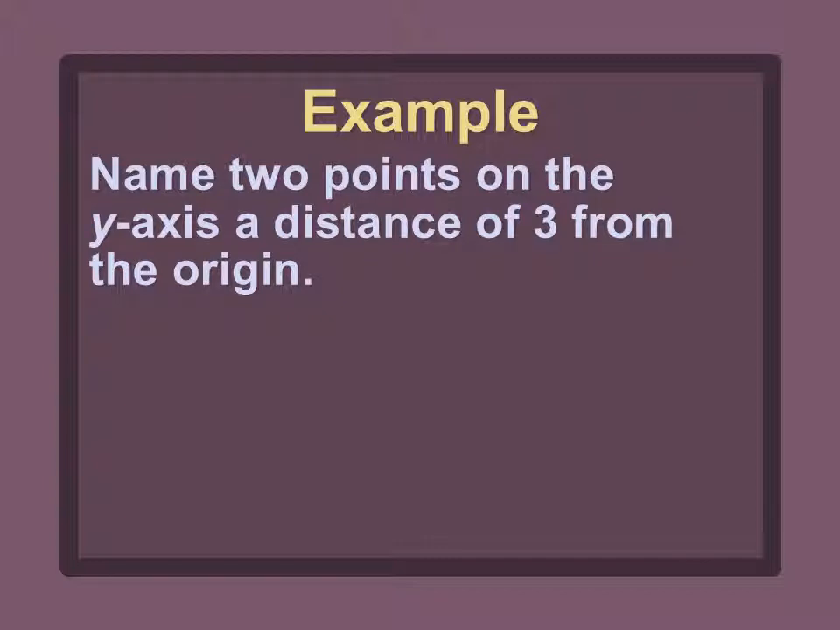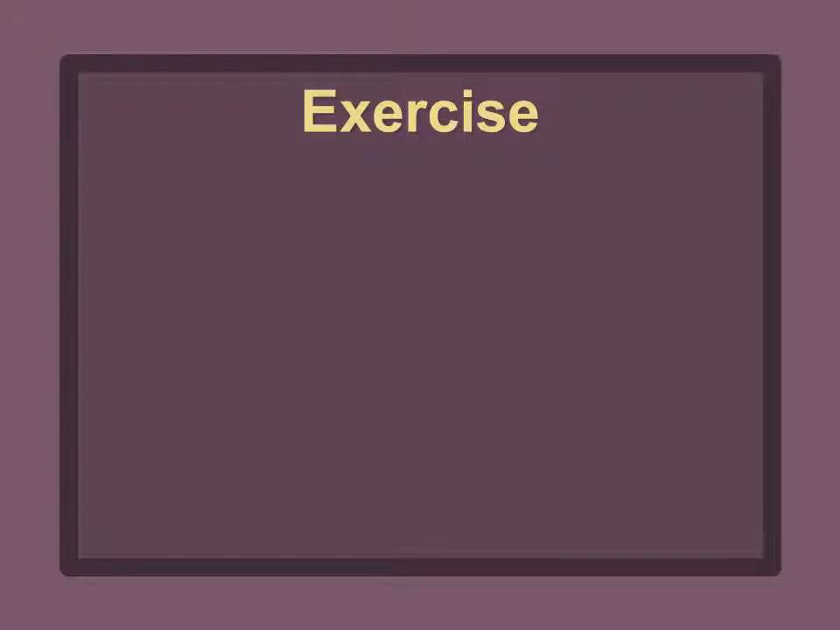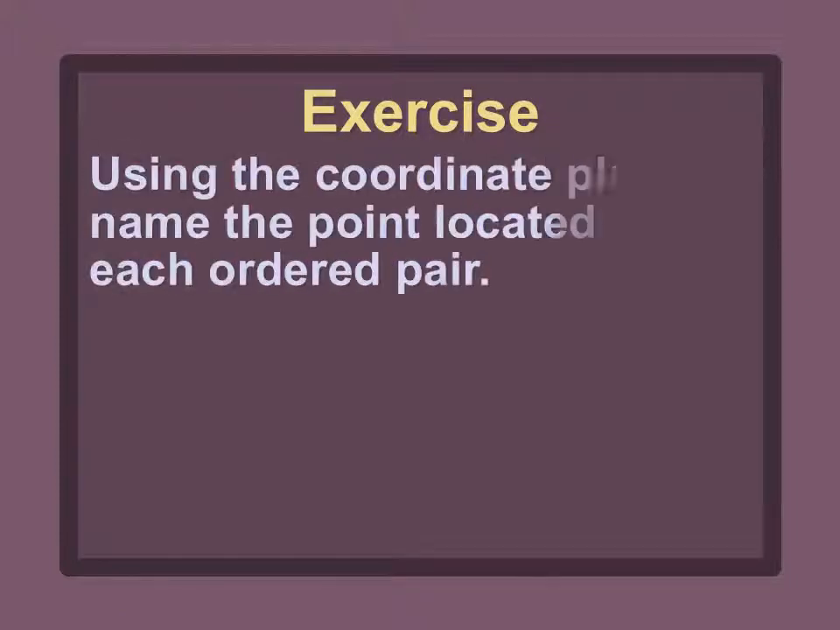Okay, so name 2 points on the y-axis, a distance of 3 from the origin. Since it's on the y-axis, your x-coordinate will be 0. So we have the point 0, 3 and 0, -3. Both of those are 3 away from the origin. All right, let's do some exercises and get some practice in.